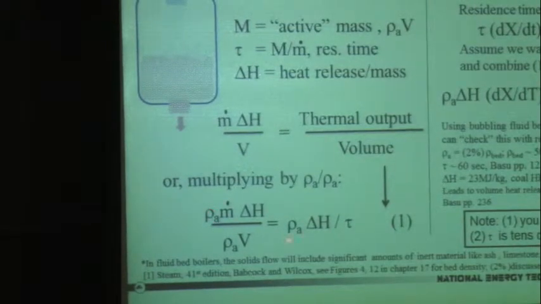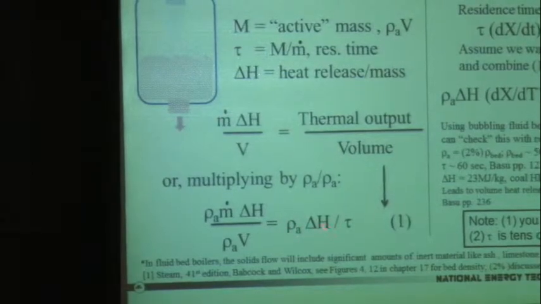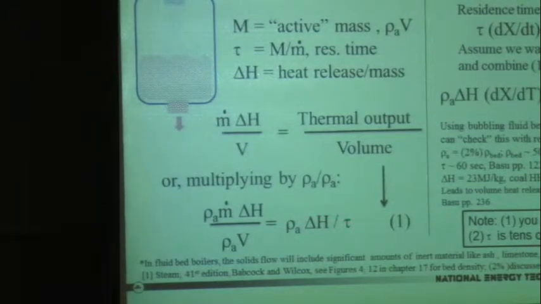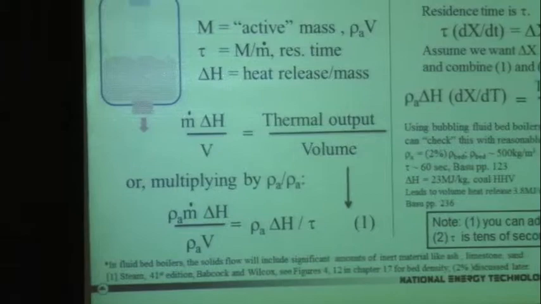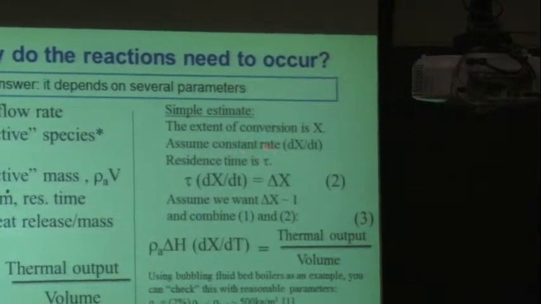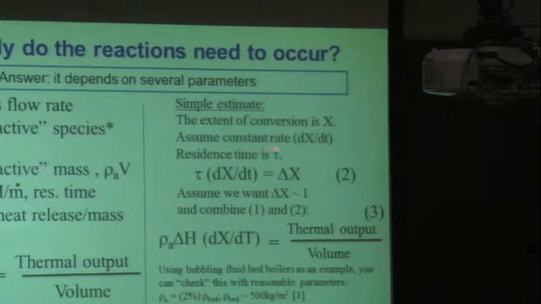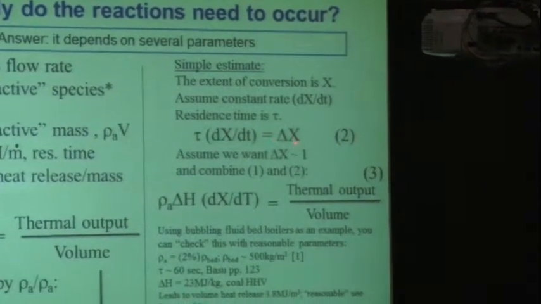All right, multiply top and bottom. And there you go. The thermal output per unit volume makes sense: the amount of active material per unit volume, the heat of reaction, and the residence time that it sits in that particular reactor. So if you just make a simple estimate here and say I want my conversion to be complete, the rate constant dX/dt, assume it's just constant, so then t times the rate is the amount of conversion.